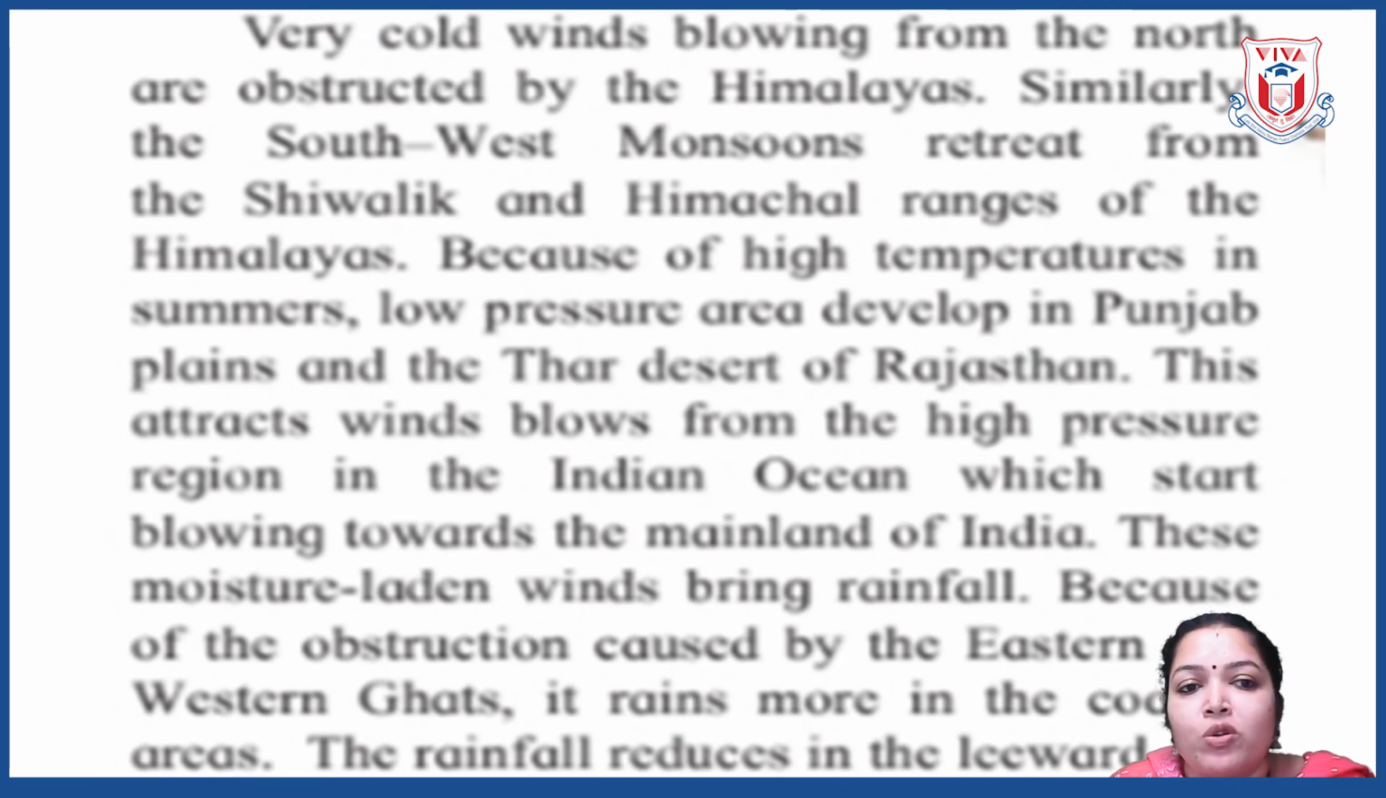Similarly, the southwest monsoon winds retreat from the Shivalik and Himachal ranges of the Himalayas. Because of the high temperature in summers, low pressure areas are developed in the Punjab plains and the Thar desert of Rajasthan. This attracts winds blowing from the high pressure region in the Indian Ocean, which start blowing towards the mainland of India.